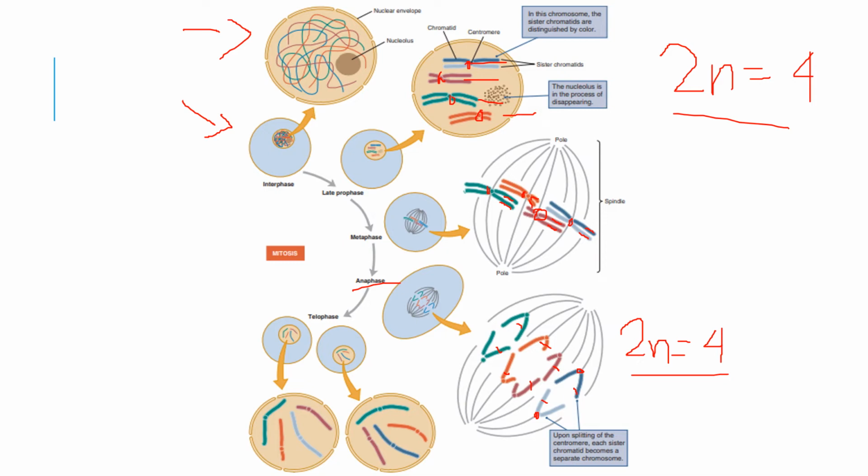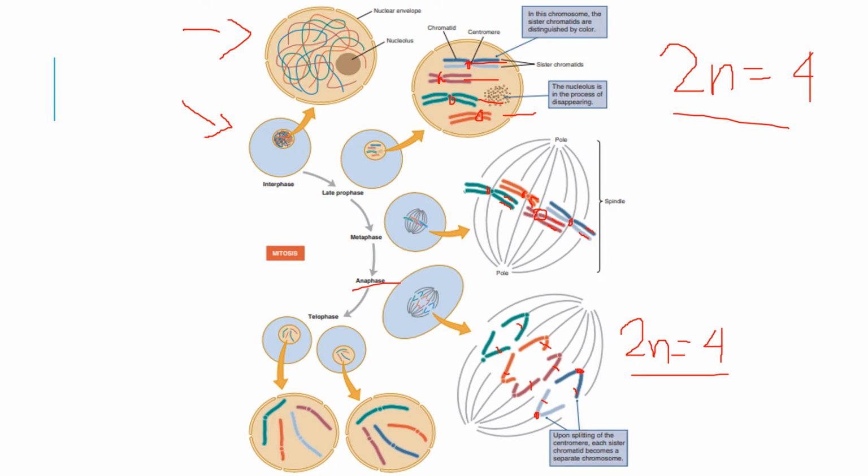How many centromeres would there be in anaphase? Remember that the centromeres split during the anaphase stage. So there would be 8 centromeres all in anaphase.